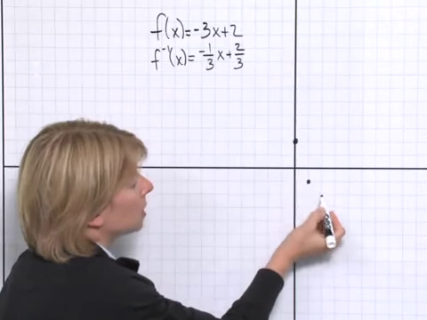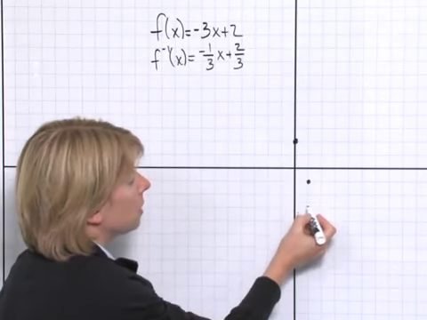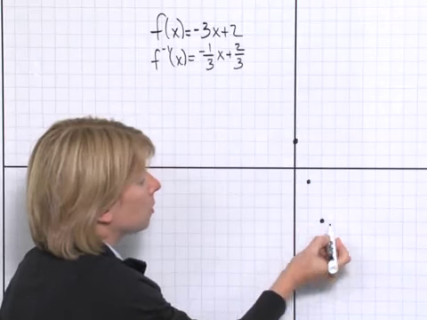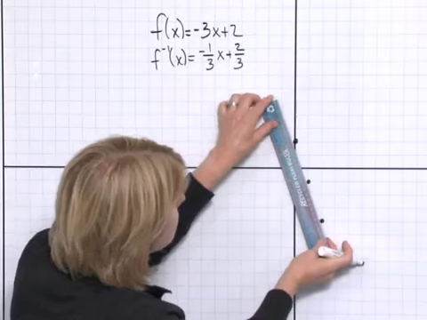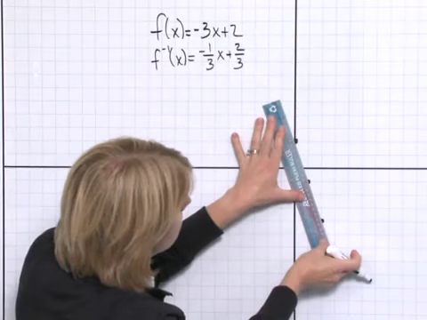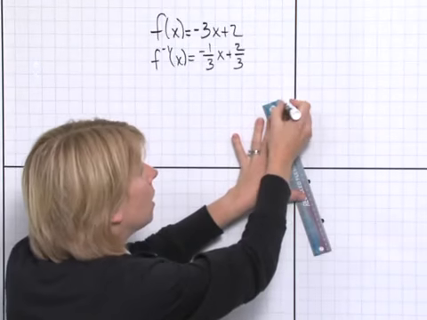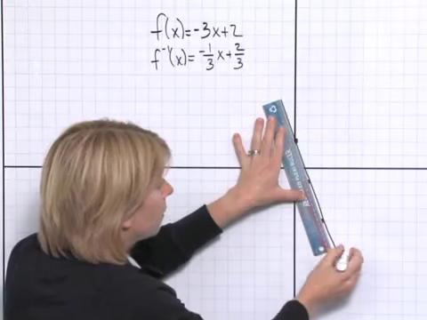And I'll do that a second time to find a third point. Down 3, right 1. So I can connect these 3 points and have the graph of f.